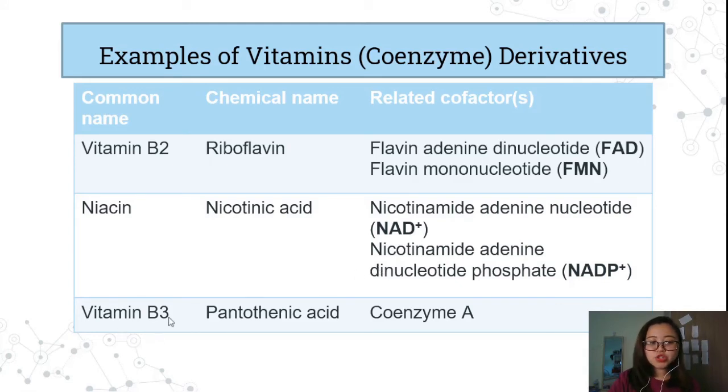Whereas vitamin B3 has the chemical name pantothenic acid, and it will be the precursor to coenzyme A.